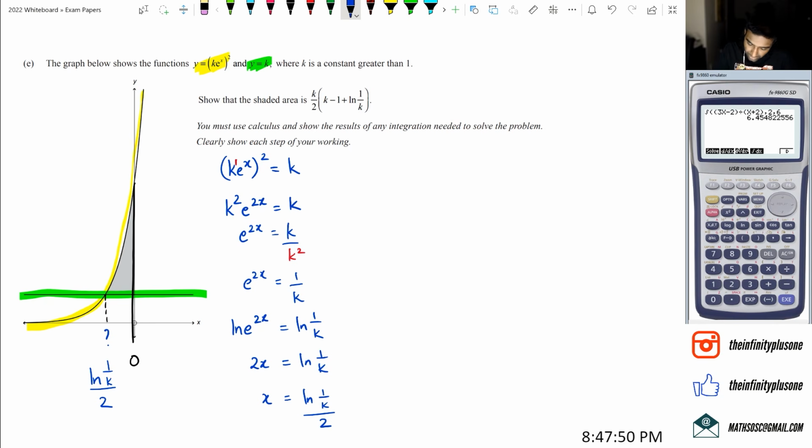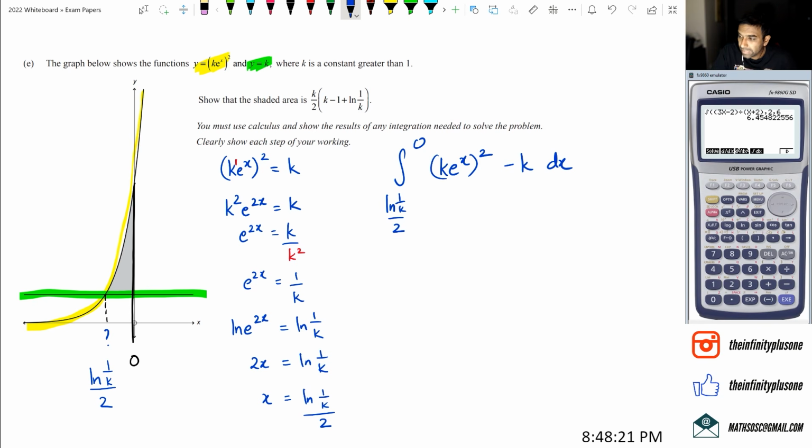So we can actually work out the area because we've got the two zones here. We can actually do the whole thing between 0 and ln of 1 over k over 2. Now, I don't know if you guys have actually watched some of my videos. We do the whole top minus bottom to find the area between two curves. So that's what we're going to do here. So the top is the yellow line, which is going to equal k e to the power of x squared minus k dx.